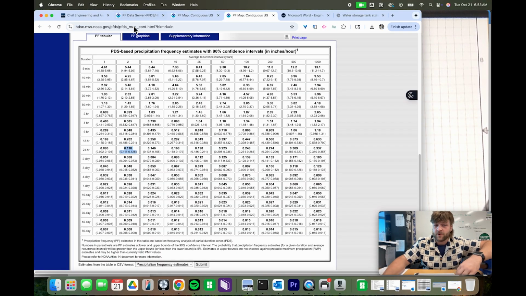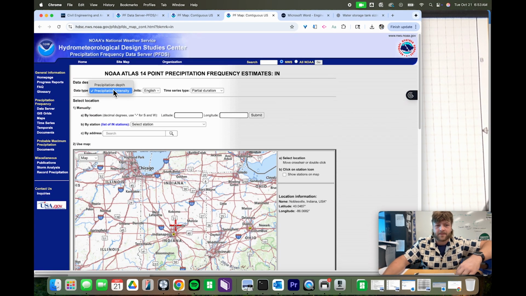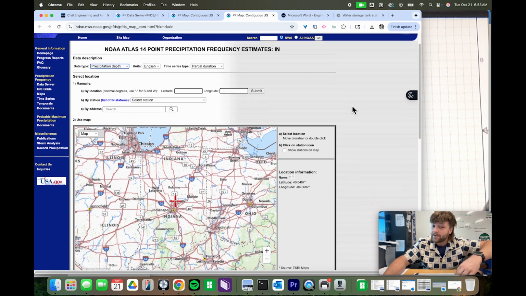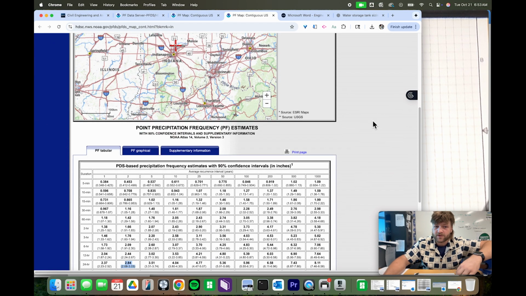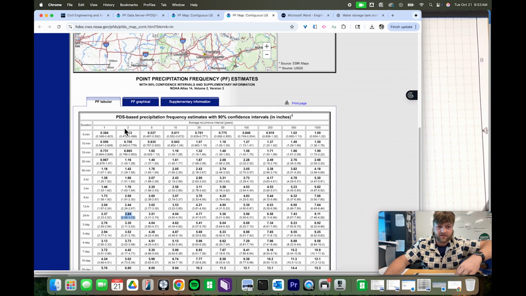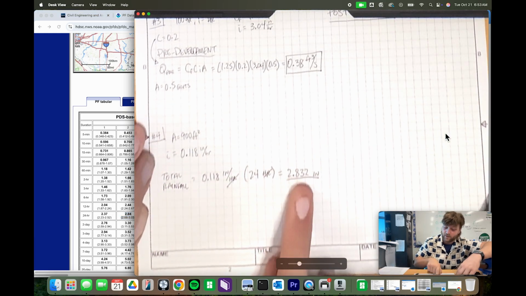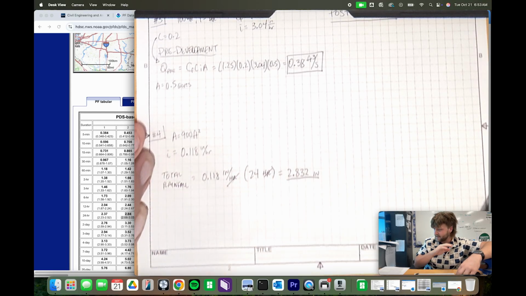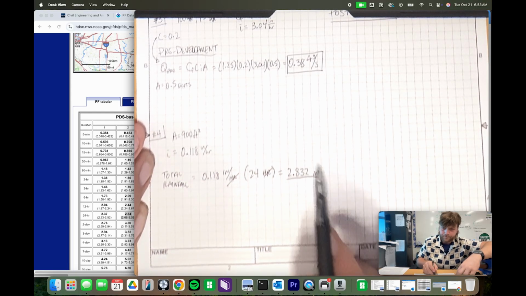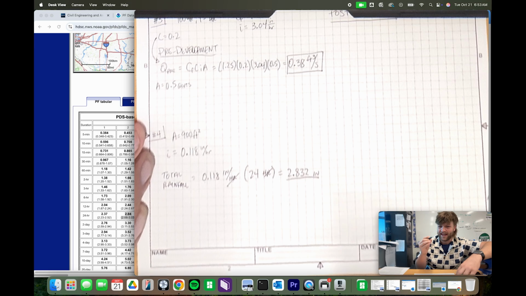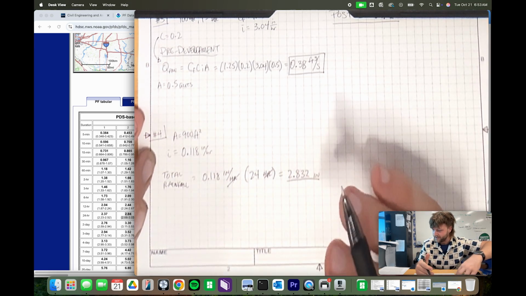Now, in terms of doing all these calculations, what is your other option? If you go to precipitation depth, and you ensure that you're in Noblesville, Indiana, you'll end up seeing for a 2-year return period storm, for 24 hours, we end up with 2.84. Is that basically what we just got? Yes, absolutely. And so now, since we know that there's 2.832 inches of rainfall, we can take our next step.